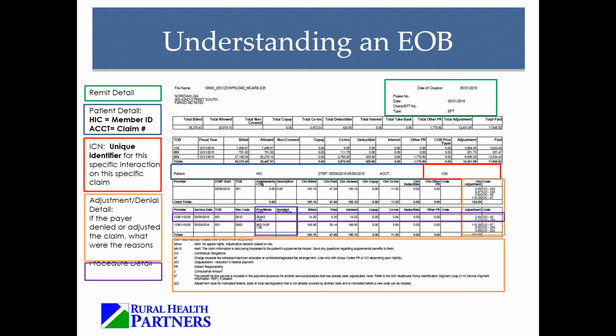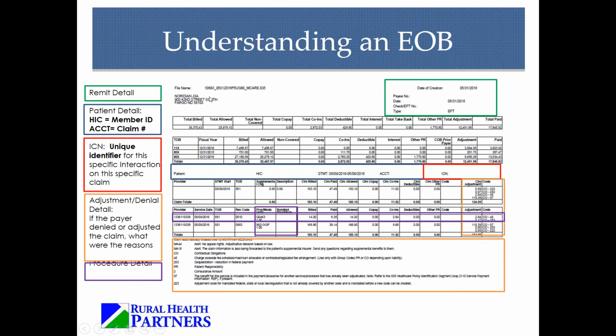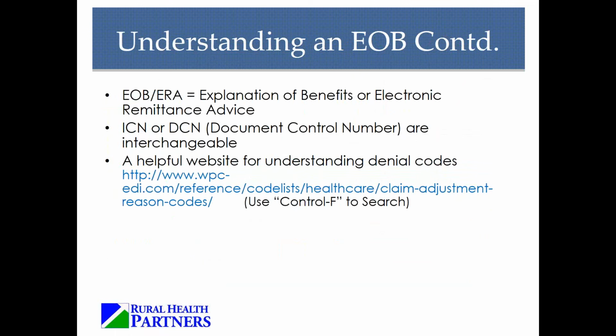So real easy concepts, but real important and a quick way to break down an EOB and understand what's going on, what we're reading, what the insurance company didn't like about it. EOB, explanation of benefits, or if you're on Availity, they call it an explanation of payments, or ERA, electronic remittance advice. That's all terminology that stands for this communication from the insurance company. ICN, or document control number.